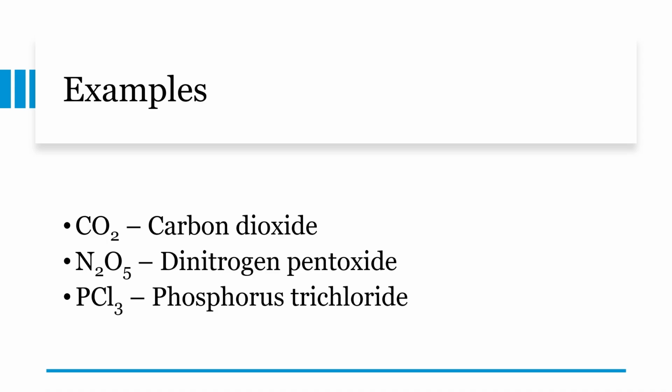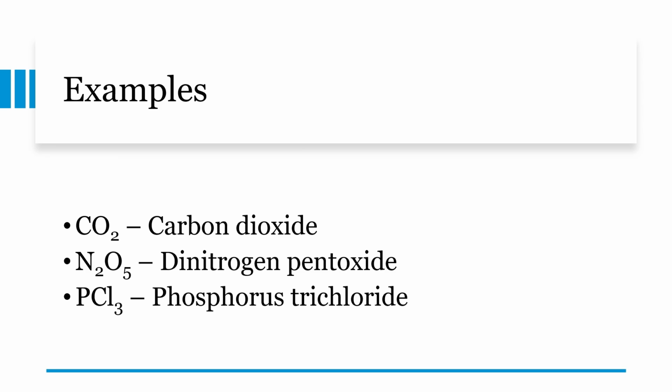Our next example is our N2O5. So we have two nitrogens and five oxygens. So our two nitrogens would be dinitrogen, and then our five oxygens, we are going to use the prefix penta, and then our oxygen, we are going to change to oxide, so that IDE at the end.